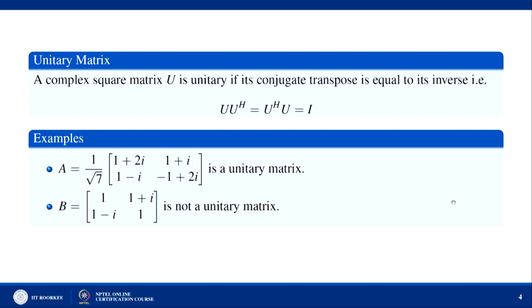Now, if you take this matrix B and multiply it by its conjugate transpose, it does not come out to be an identity matrix. So we can say that it is not a unitary matrix.